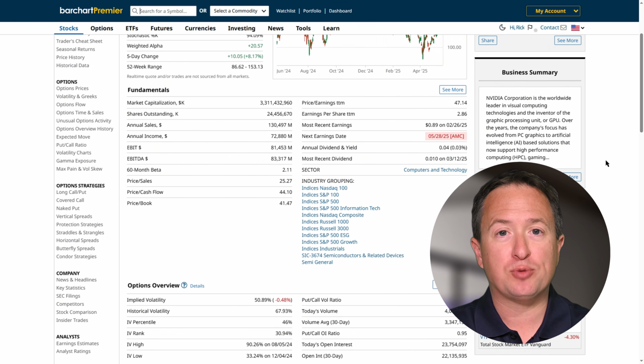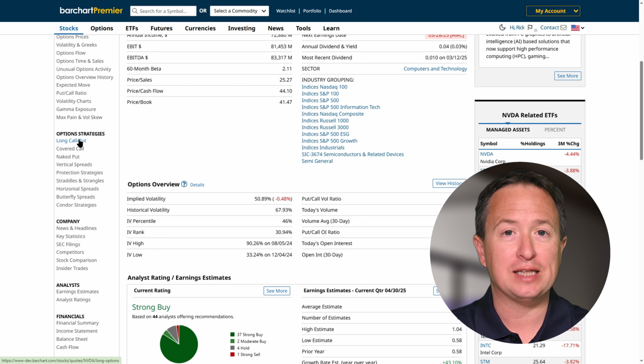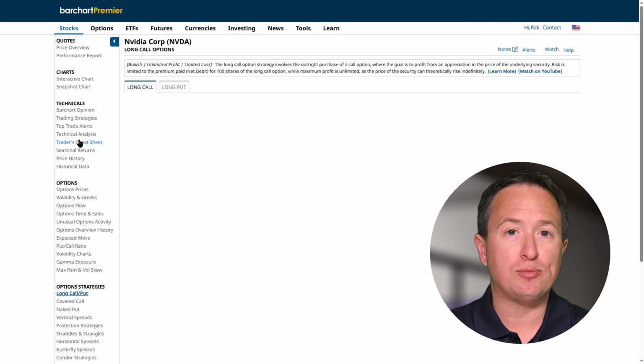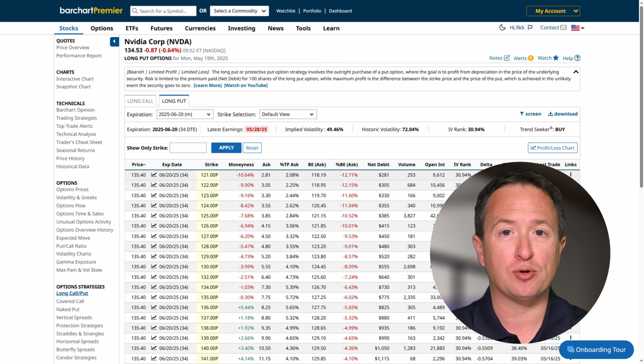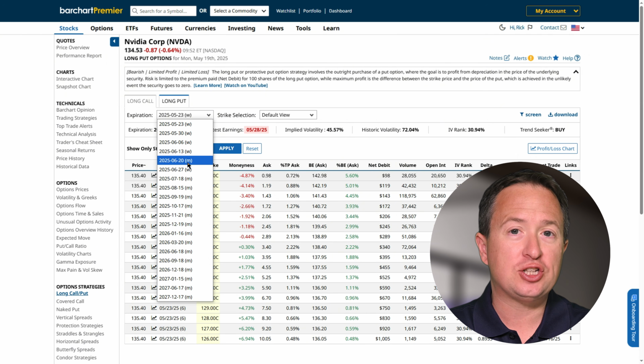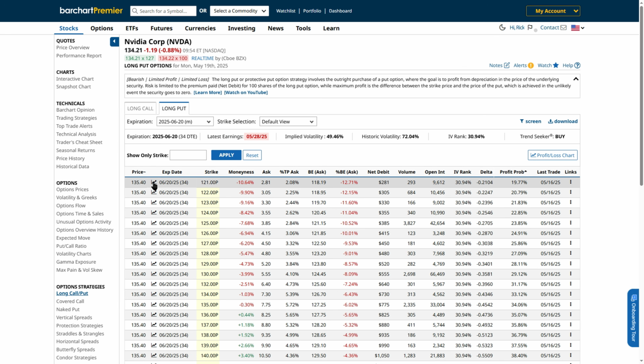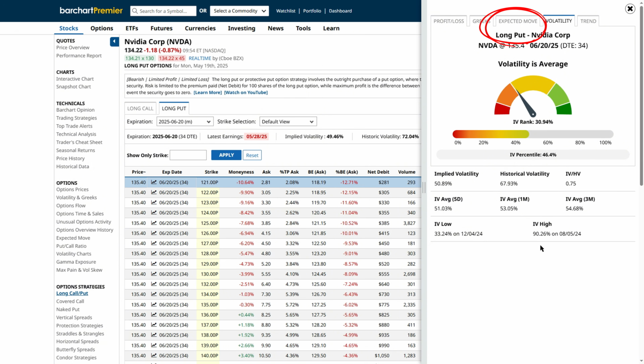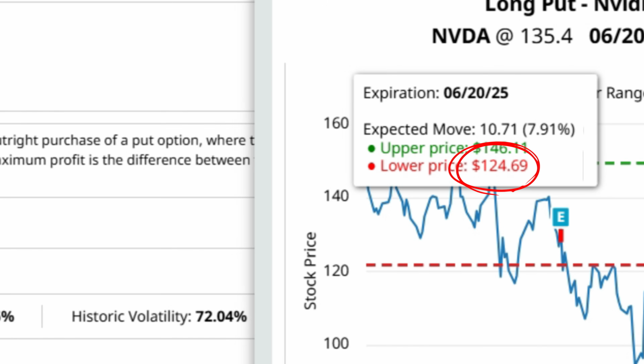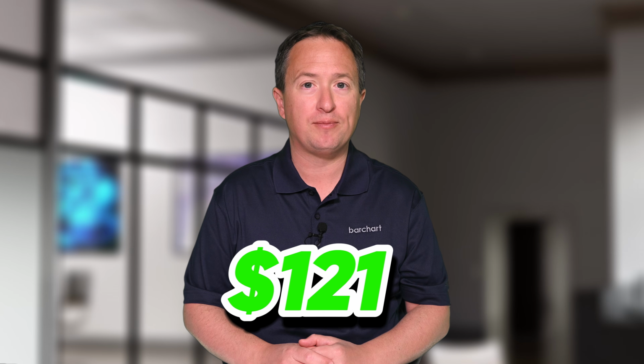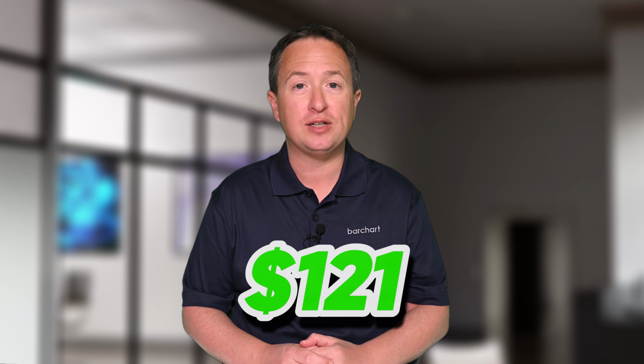We can go to NVIDIA's profile page, click Long Call/Put, then select the Long Put tab. Then we'll change the expiration date, click the chart icon, and head on over to Expected Move. So you can see here that NVIDIA is expected to trade at around $125 at the lower range by June 20th. Let's say you decide you want to protect the position to below $121 a share. Well, then you can enter $121 here and click Apply.